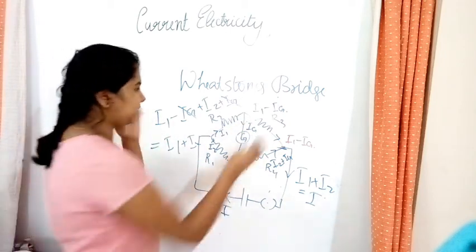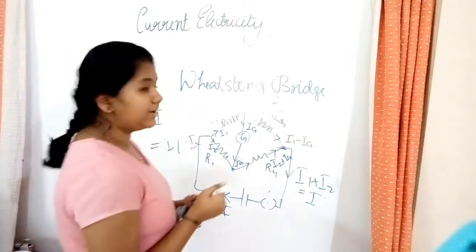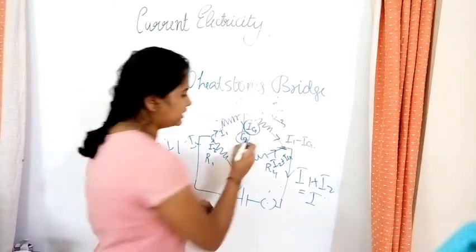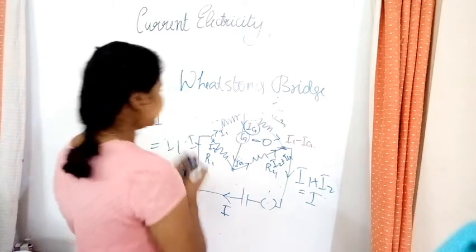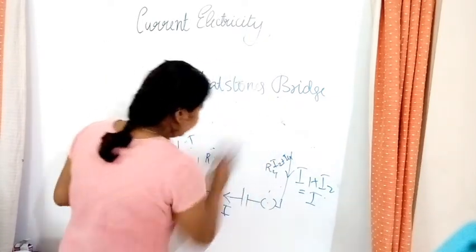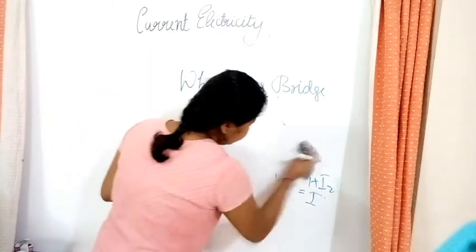So now we will discuss the loop rule in Wheatstone's bridge. And by the way, Ig for a balanced Wheatstone's bridge is equal to 0. There is no value. Okay, let's see. So I will draw this diagram a bit neater for better understanding.